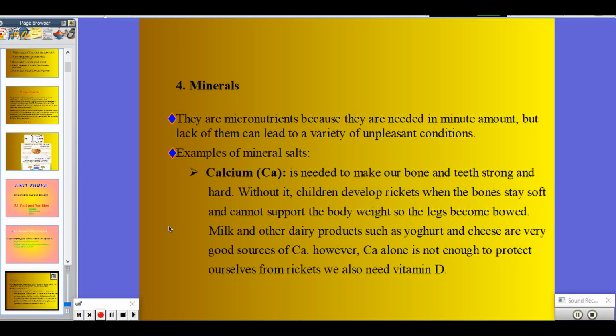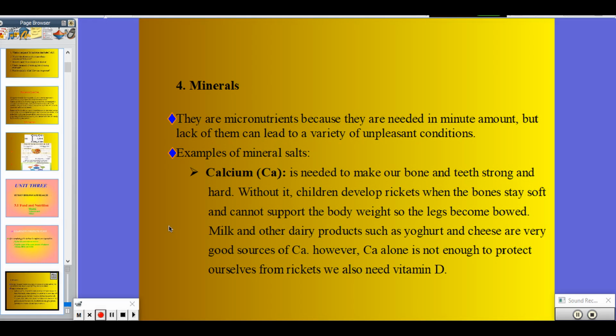When it comes to the first part of the lesson, micronutrient minerals, they are micronutrients because they are needed in a minute or small amount, but lack of them can lead to a variety of unpleasant conditions. Examples of mineral salts: calcium. Calcium is needed to make our bones and teeth strong and hard. Without calcium, children develop rickets, when the bones stay soft and cannot support the body weight, so the legs become bowed or bracketed.